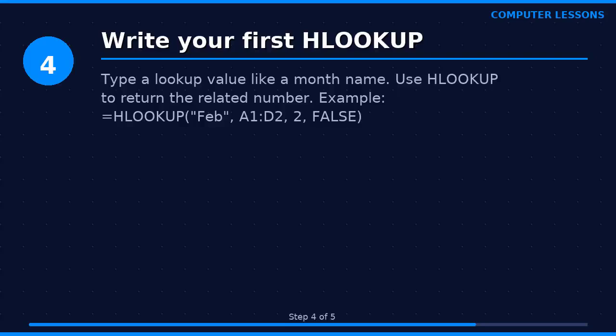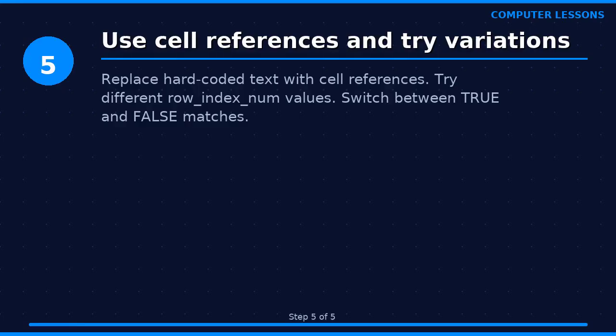Step 5. Instead of typing Feb directly, you can point to a cell, like B4, that contains the month you want. So your formula becomes equals HLOOKUP, B4, A1:D2, FALSE, which makes it easy to change the month without editing the formula. You can also change the row number to pull different information, and experiment with TRUE for approximate matches when your data is sorted. Now you know how to use HLOOKUP to pull data from horizontal tables in Excel.